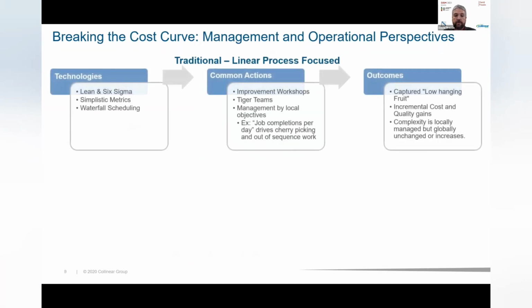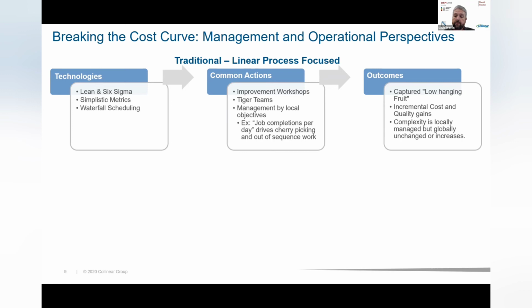So when we look at it from a process perspective, traditionally, we applied tools like Lean and Six Sigma, other simplistic kinds of metrics and measures, or orchestrating production through what is called waterfall scheduling, and many of you may be familiar with that. Those actions that are taken are things like improvement workshops and getting together tiger teams, quick action teams, or management by local objectives. An example of that might be something like job completions per day. What that really drives is poor behavior and drives cherry picking of work that may or may not be out of sequence and be globally optimal.